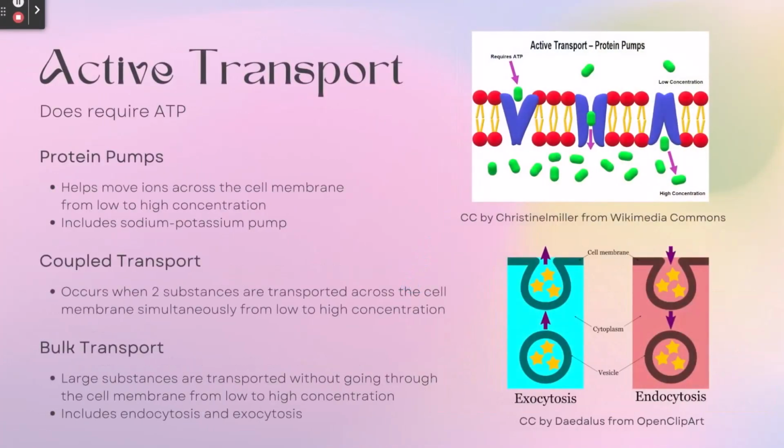With active transport, which does require ATP, there are three types. The first type is protein pumps, which help move ions across the cell membrane from low to high concentration. One example includes the sodium potassium pump. Coupled transport occurs when two substances are transported across the cell membrane simultaneously from low to high concentration. With bulk transport, large substances are transported without going through the cell membrane from low to high concentration. Some examples include endocytosis and exocytosis.